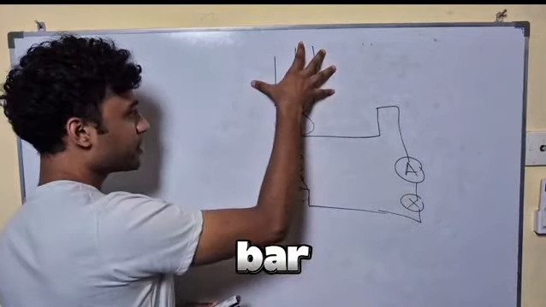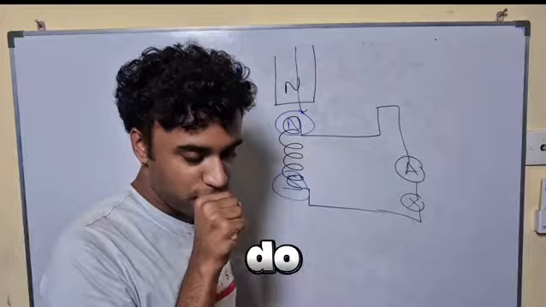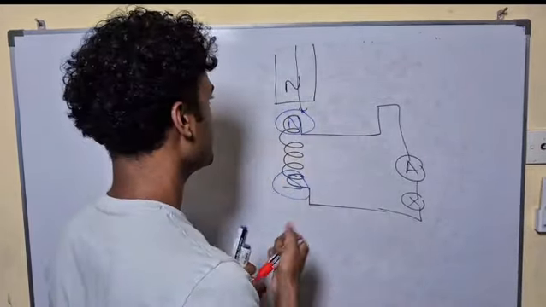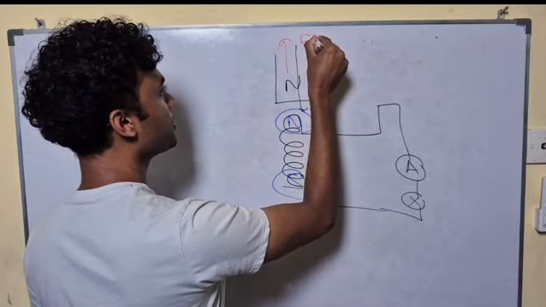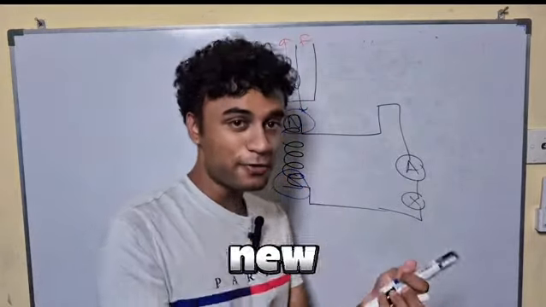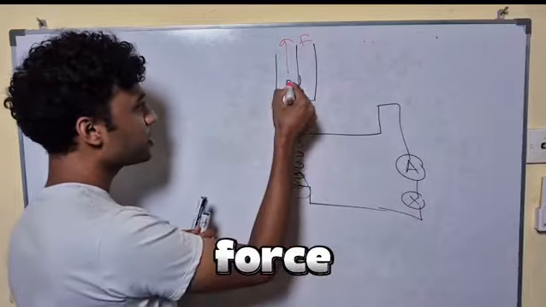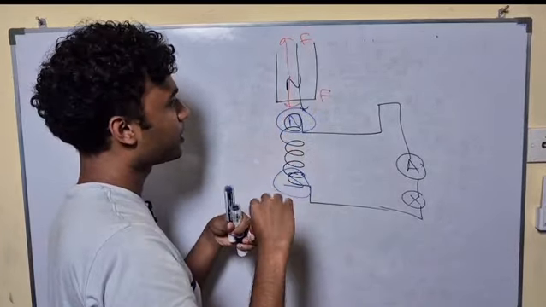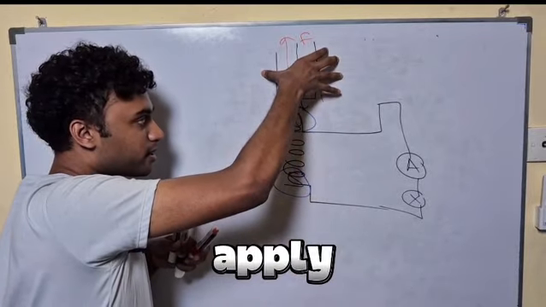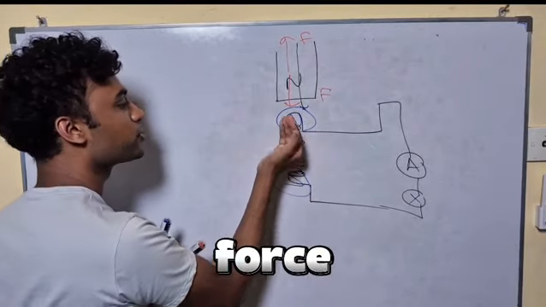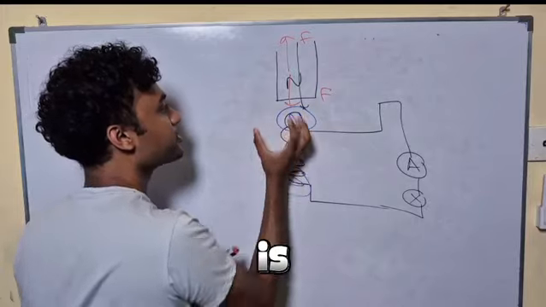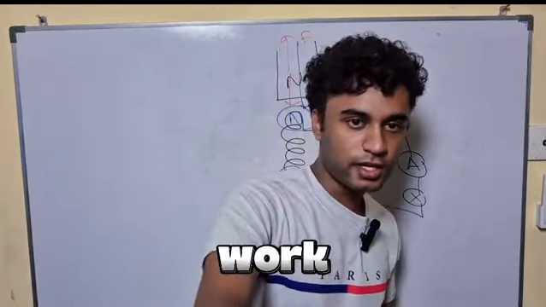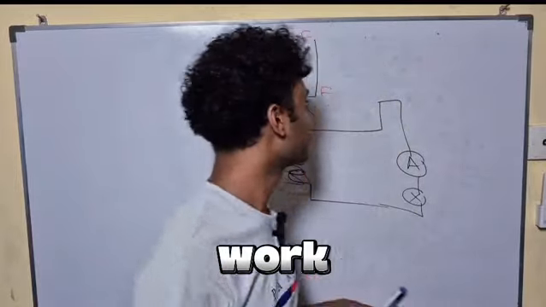So when you bring the bar magnet towards the solenoid, you have to do work against the repulsive force. You experience a repulsion, therefore you have to propose a new force, right? You have to propose a force to combat this resistive force. The force that you apply is downwards, the force that you experience with the bar magnet is upwards. So you have to do work. You are doing mechanical work.